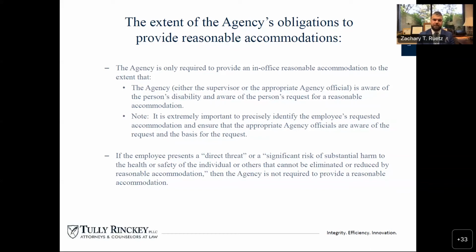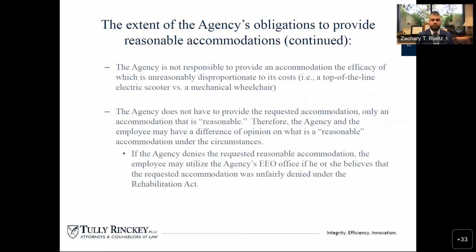If the employee presents a direct threat or significant risk of substantial harm to the health and safety of the individual or others that cannot be eliminated or reduced by the accommodation, then at that point, the agency is not required to provide a reasonable accommodation. Also, the agency is not required to provide an accommodation the efficacy of which is unreasonably disproportionate to its costs. For example, a top-of-the-line electric scooter or a mechanical wheelchair, they're not required to provide you the top of the line. It does not also have to provide the exact requested accommodation that's requested in the form or with the employee, only one that's reasonable.